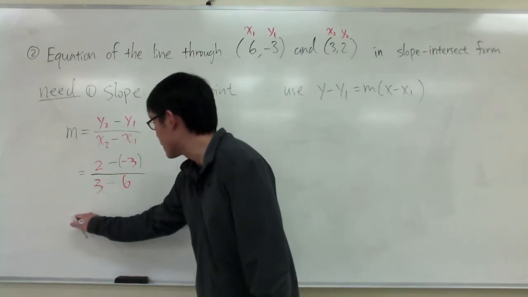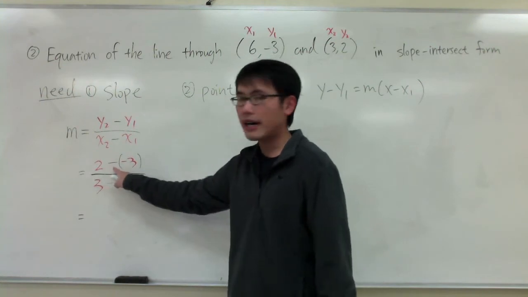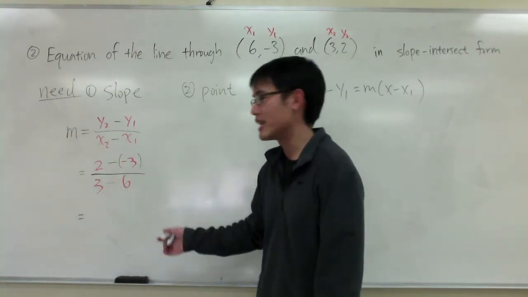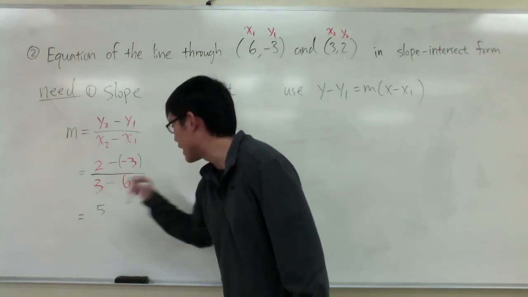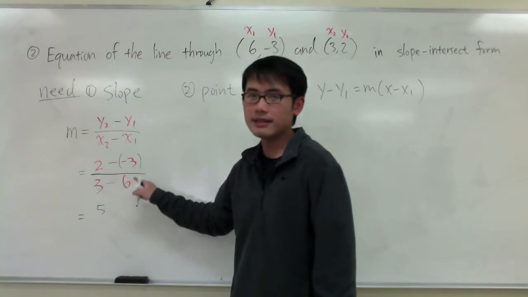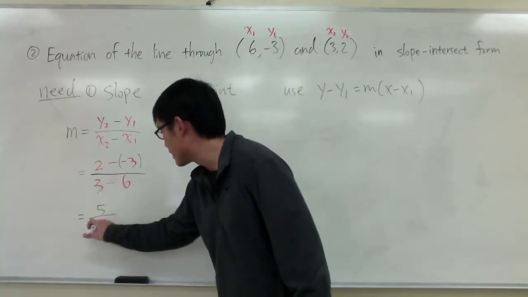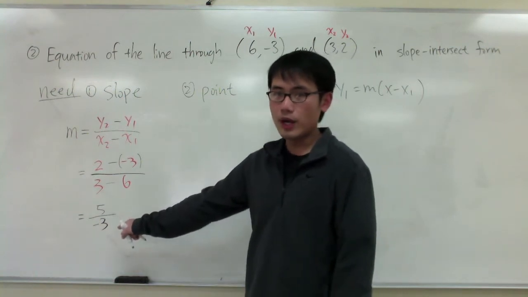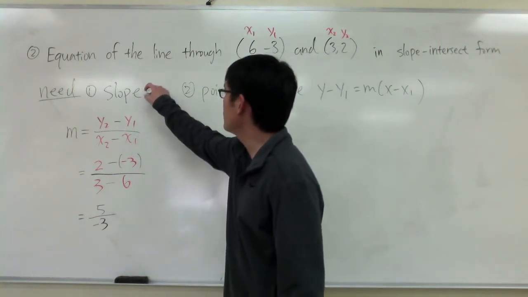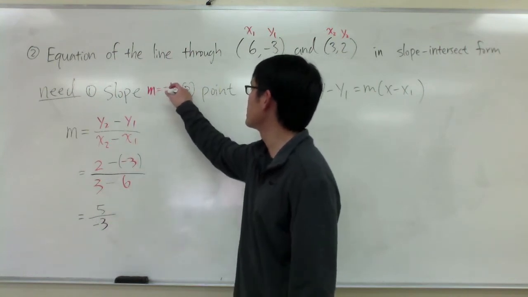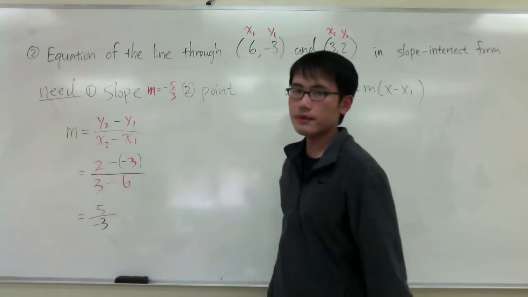On top, I have 2 minus -3. It's the same as saying 2 plus 3, which will get positive 5. And on the bottom, we have 3 minus 6. We will get -3. So that's the slope that we are going to use. The slope will be m is equal to -5/3. Let me write this, -5/3.